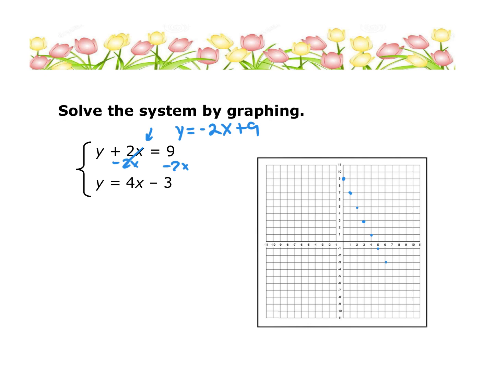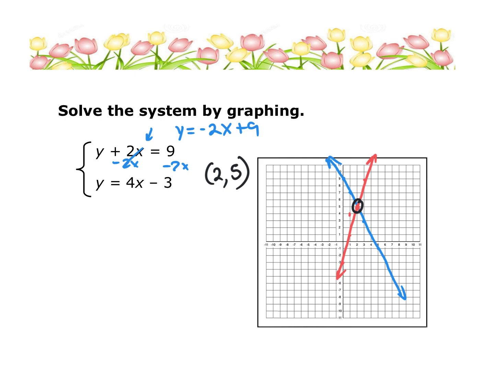Again, this should be hopefully enough points. And then I'm going to go ahead and graph the other one starting at -3. We go up 4 and 1 to the right. So right here. So we see that we have the point right there that collides. And the point right here that we collide in is (2, 5).